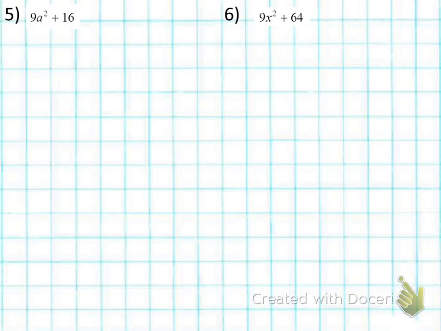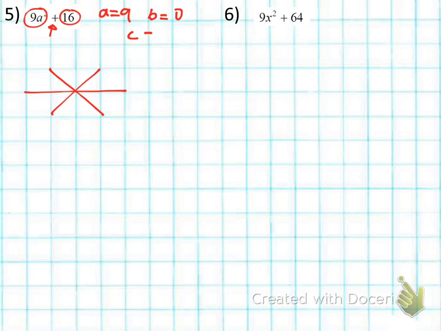Whenever you have a plus sign and there's no B, even though these are perfect squares, this is no good, because if you were to do an X box, you want to be able to factor. Remember how yesterday there were non-factorable ones? So if we know A is 9, B is 0 and C is 16, we want to ask ourselves what is going to equal 144 and add up to 0.